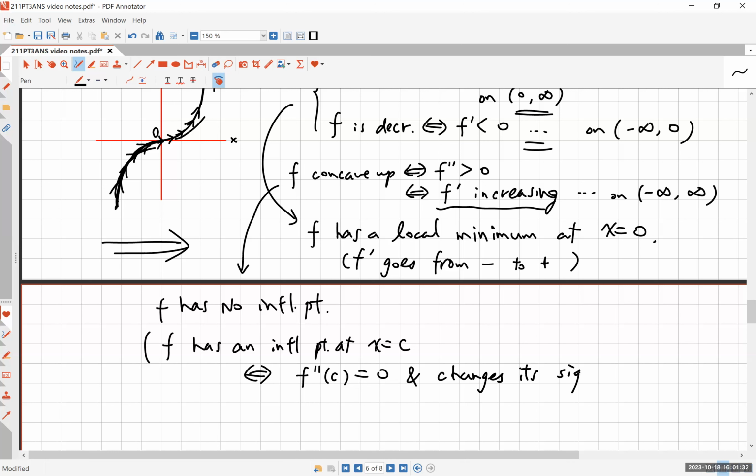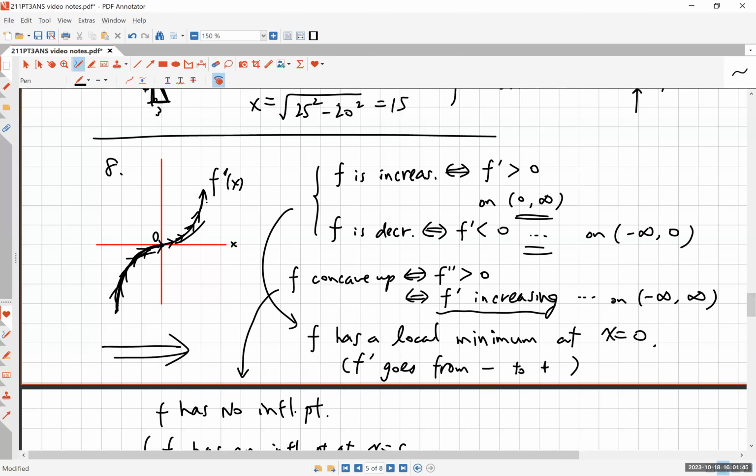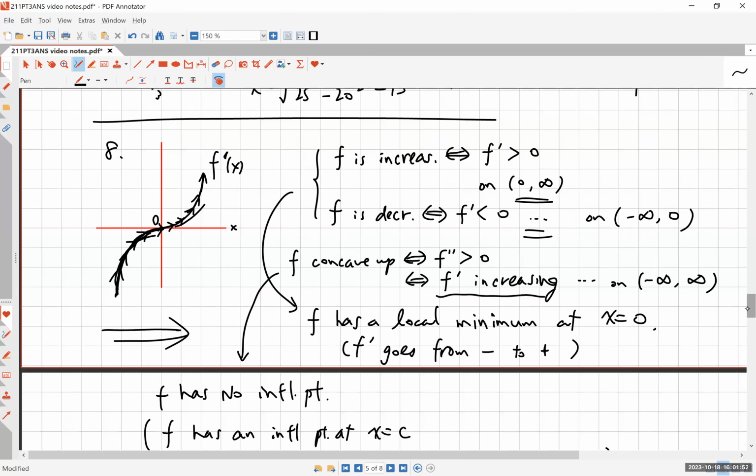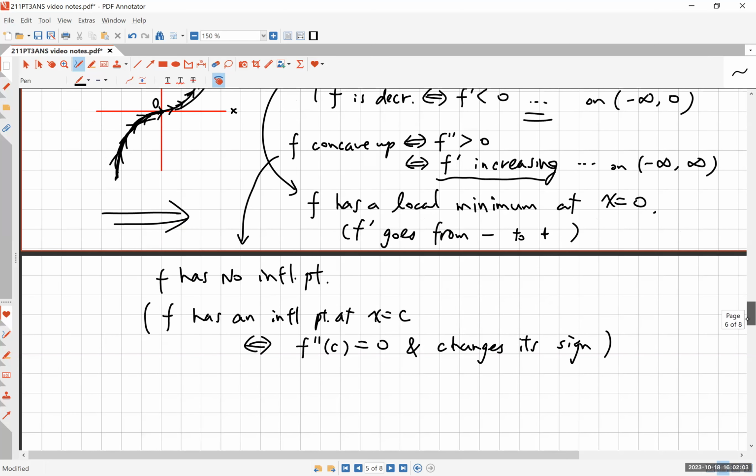In other words, f double prime must go from negative to positive, which means concave down to concave up, or positive to negative, which means concave up to concave down, right? In this graph of f prime, however, there's no place where f double prime is changing its sign. F double prime, which is the derivative of f prime, seems to be, because f prime is increasing at every point, it doesn't seem like f double prime has a change of signs at all, okay?